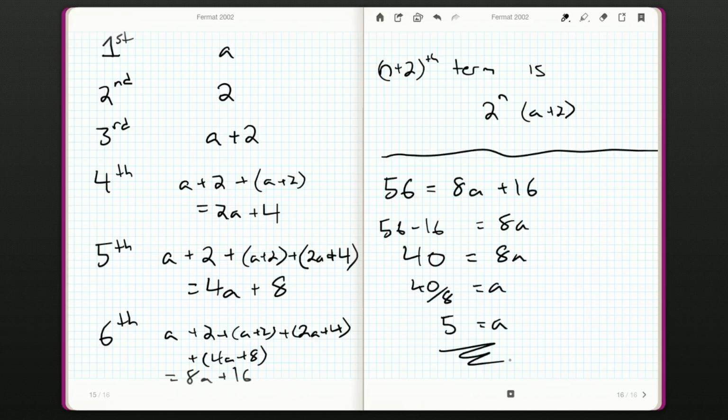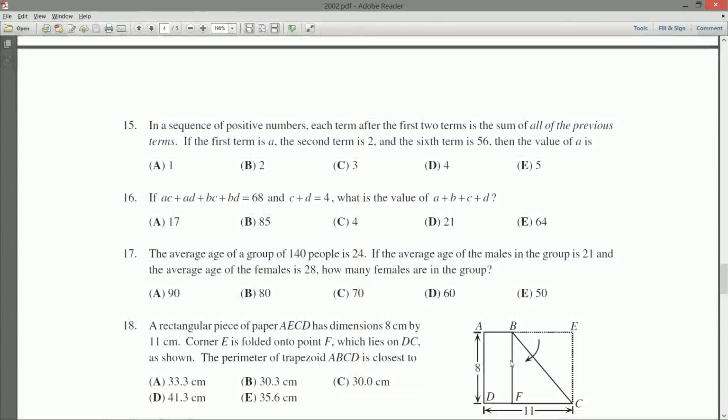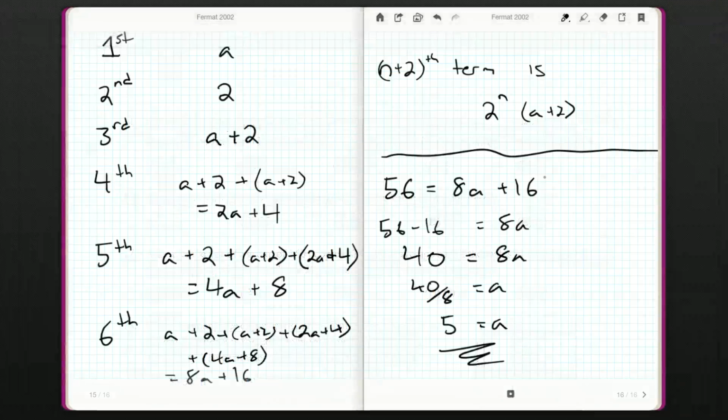That's our answer. We want our first term, A, to be 5. And there it is at the very end, E, 5. So we would bubble that in, and we'd move right along.